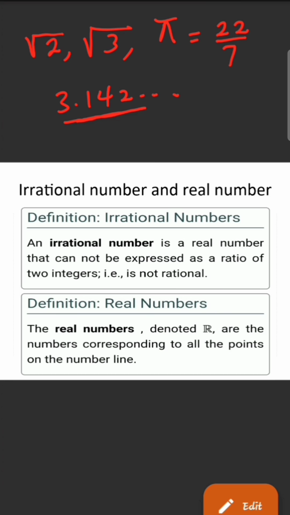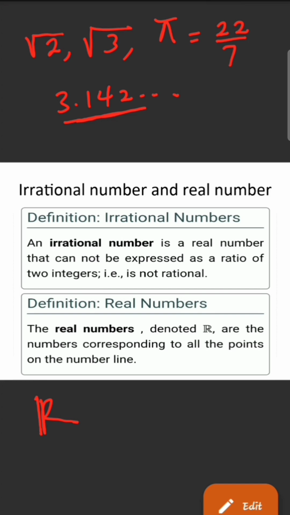Now let's move on to real numbers. Real number is the mother of all numbers. It is from real numbers that we have rational and irrational, and all other numbers that we have. Real number is denoted by R, big R. When you see something like this, R, that is a real number.